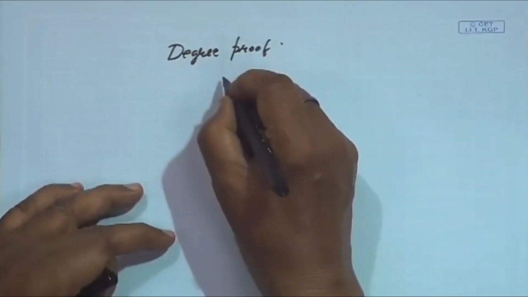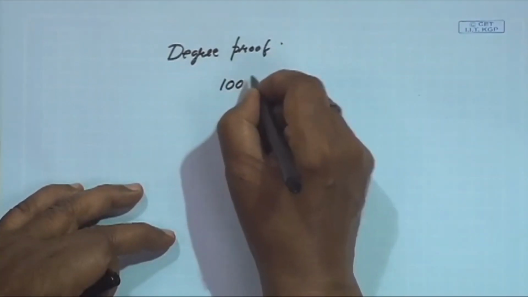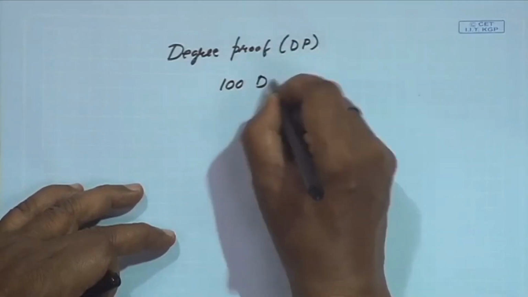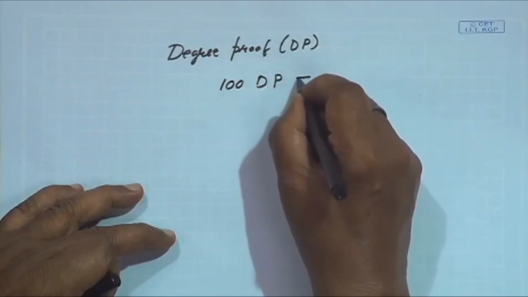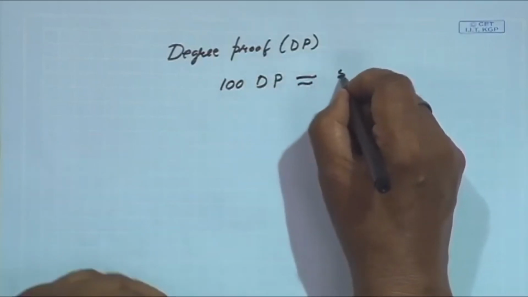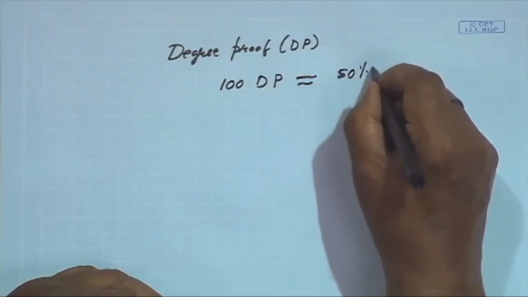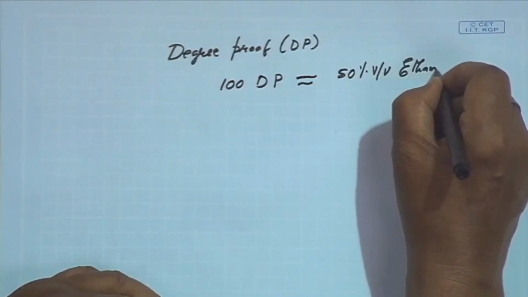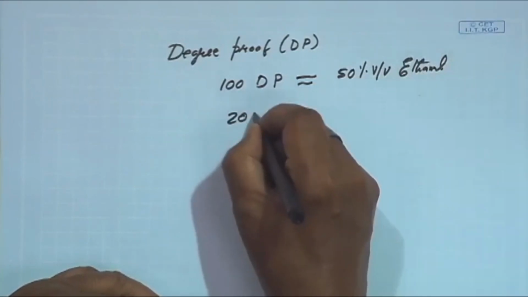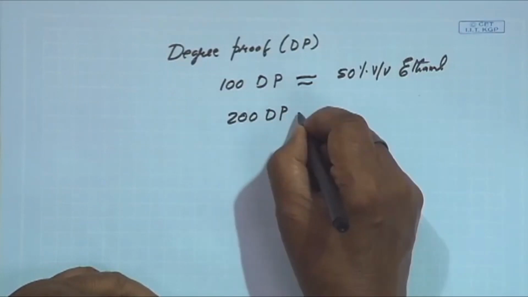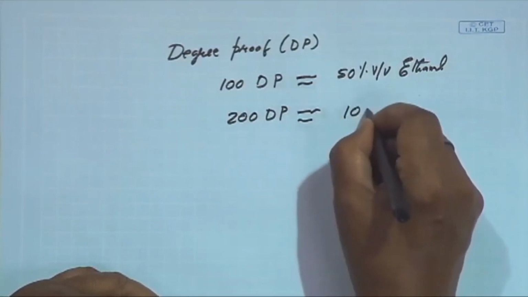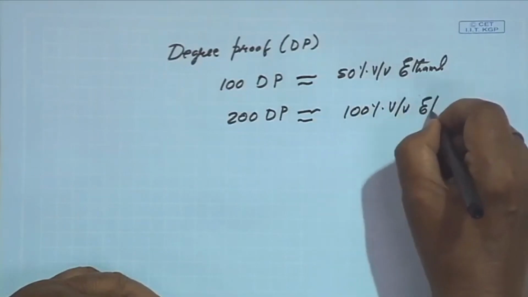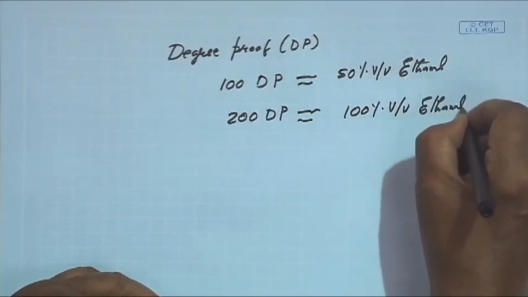Now suppose we have 100 degree proof. 100 degree proof is approximately equal to about 50% volume by volume ethanol. So if you say 200 degree proof, it contains about 100% volume by volume ethanol. So this is called absolute alcohol.